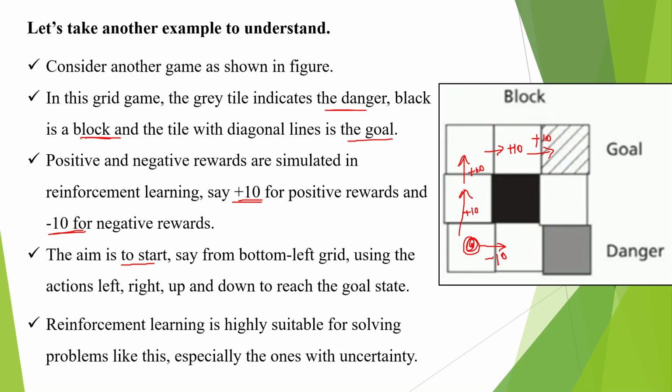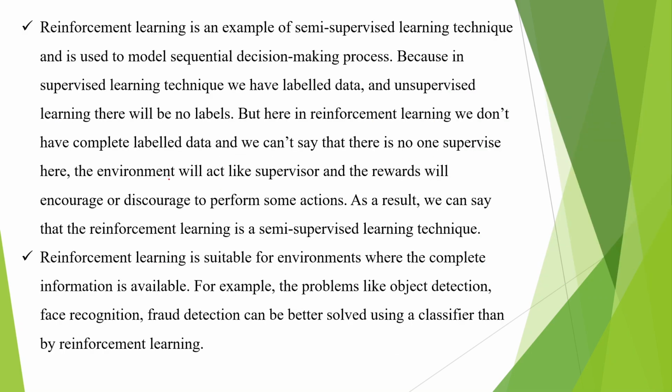Once it reaches the goal state, it has to stabilize itself over there. It should not move from there to any other state. Okay, hopefully you understood. So this is how the reinforcement learning mechanism will work. Here also the same thing.